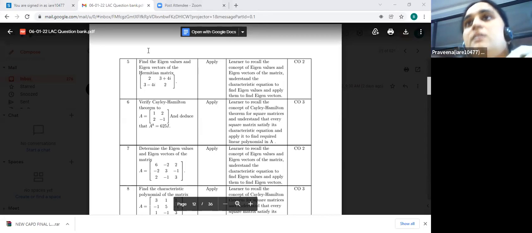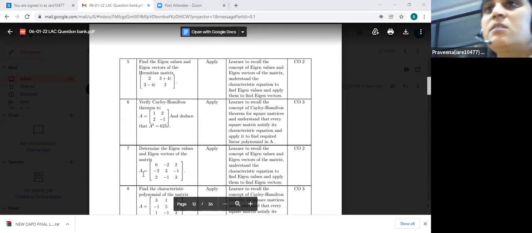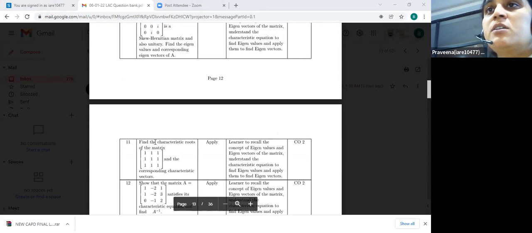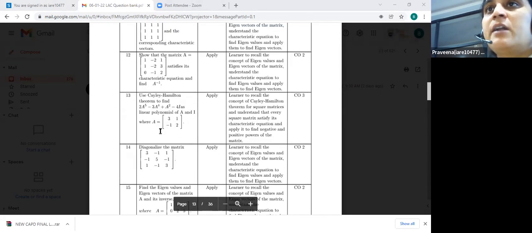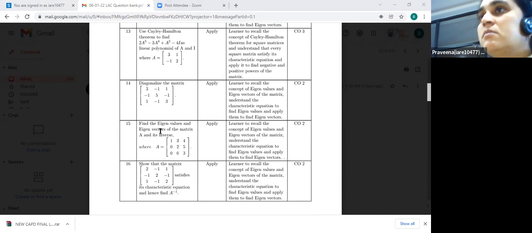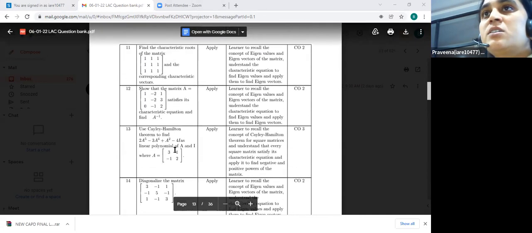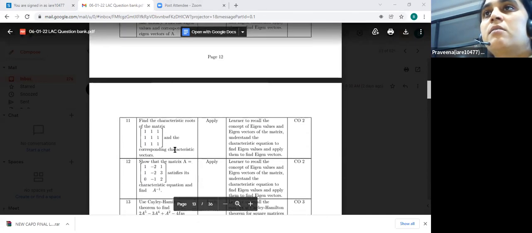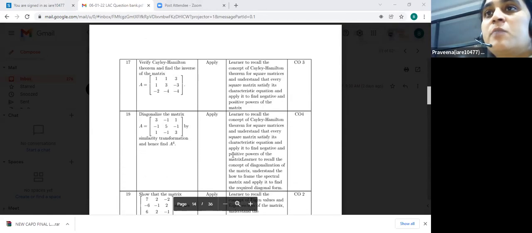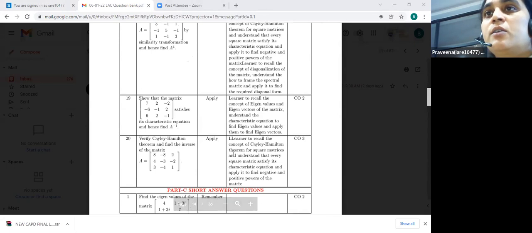Yesterday we explained two questions: A power 8 is equal to 625I, and one more question for the 2 by 2 matrix for finding eigenvalues, right? Is it clear? Two questions are done. Today also I'll continue the question bank. From next day onwards I'll start the third unit.